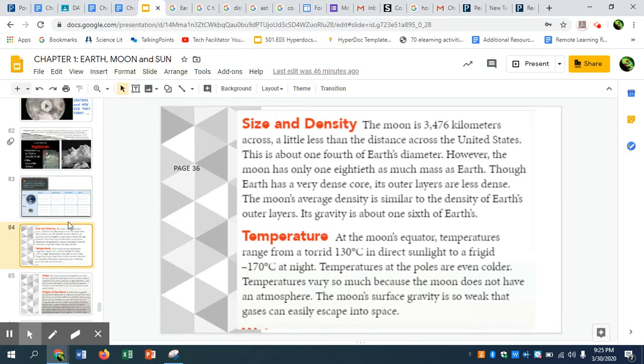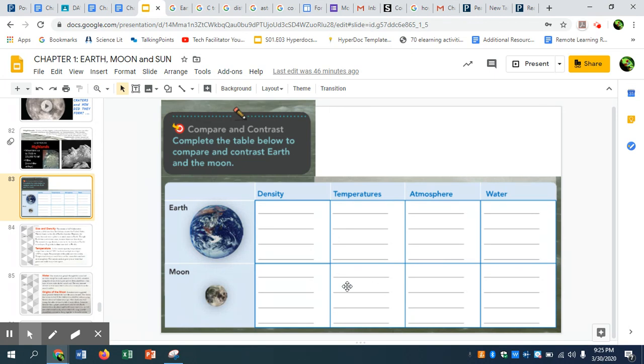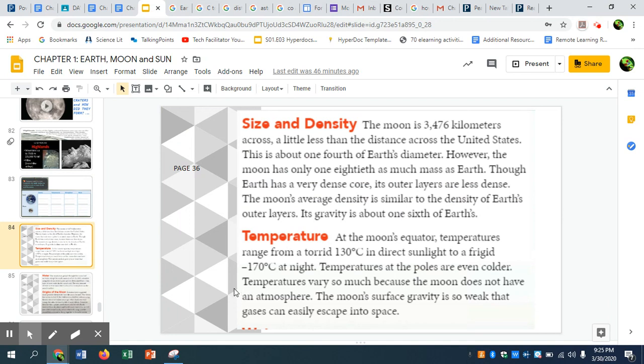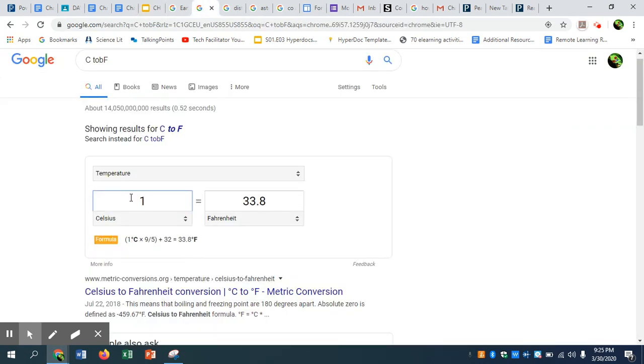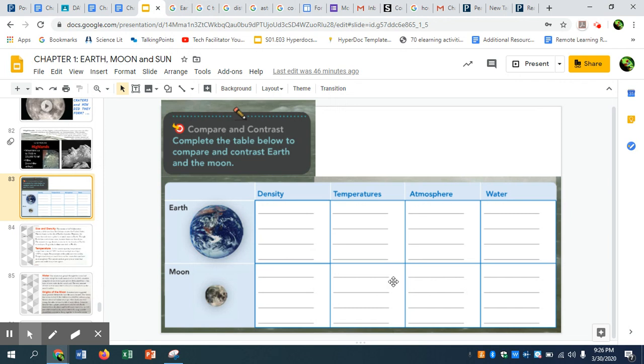All right, so we can write that down for our high temperatures. And now how about our low temperatures? How cold does it get? It gets negative 170 degrees Celsius at night. Again, let's put this into perspective. Negative 170 degrees Celsius means negative 274 degrees Fahrenheit. There's no way that we'll ever be able to survive that unless we have some kind of heated and cooled habitat to help us survive on the moon. So you can go ahead and put those numbers here.